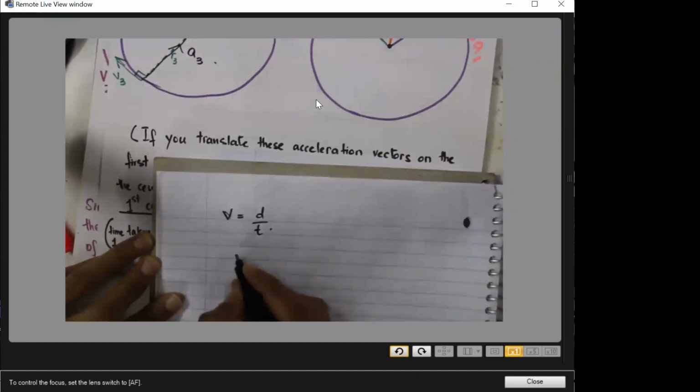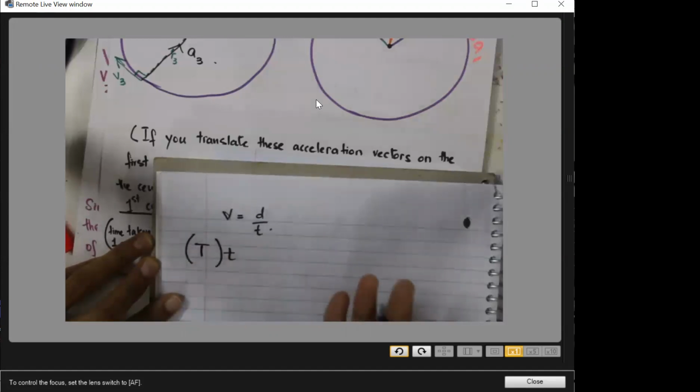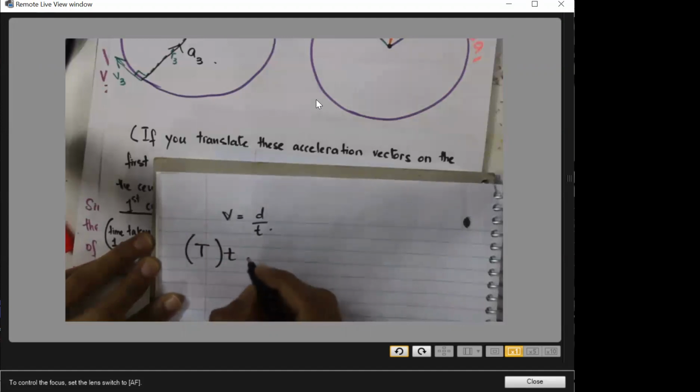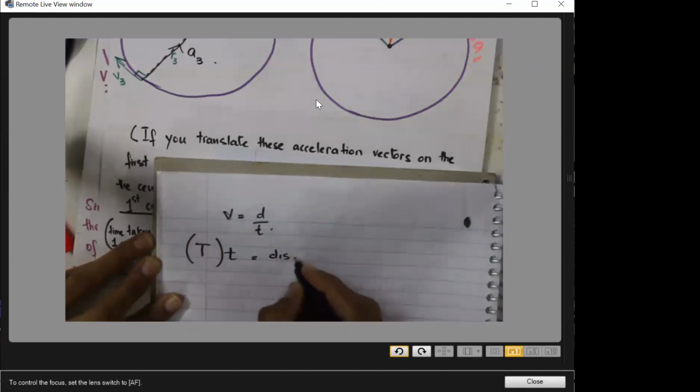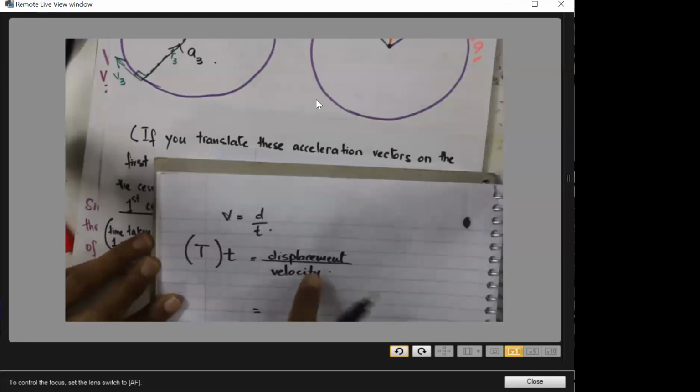Now, if I want to find out the time for one complete circle, that is also called a period, which is denoted by a capital T. Period is the time taken for one circle. So if I swap the places, time will be equal to displacement or distance, whatever you want to use, divided by velocity. Is that right?